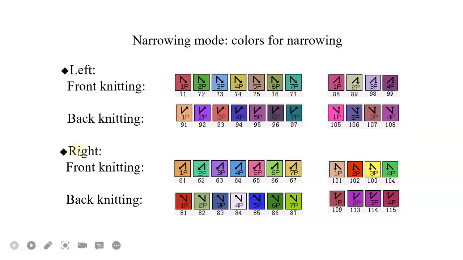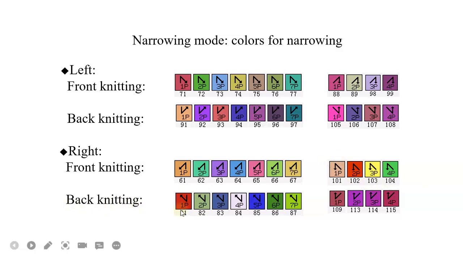When in the right narrowing, for front knitting, use from 6.1 to 6.7 narrowing code. For narrowing in knitting with transfer first and then shifting, use from 101 to 104 narrowing code. For narrowing in knitting with shifting first and then transfer.